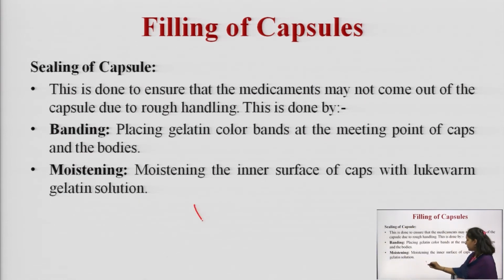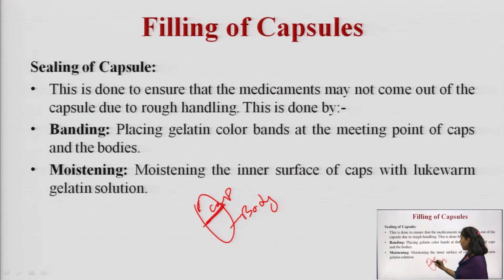Suppose this is your filled capsule. This is the cap and the body, and at this position the two are meeting. So, here we put the colored gelatin band over it, so that the two parts, cap and body, are sealed properly. This is what happens in banding.